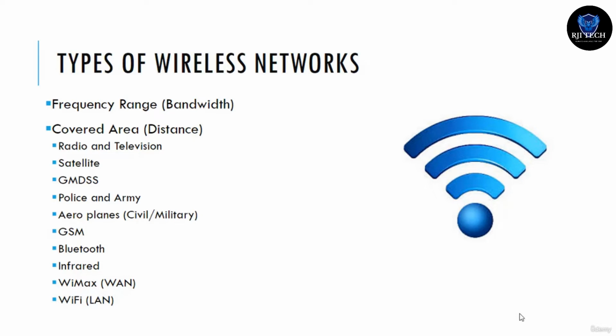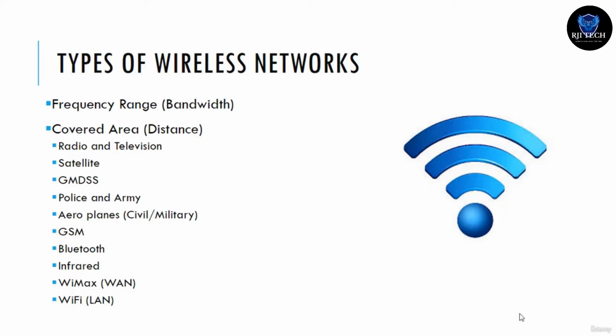The difference between each of the wireless networks mainly lies in two features: the frequency range that is used by the wireless network, and the covered area of the wireless network. The bandwidth, the distance, and the speed are the main features that differ one wireless technology from another.